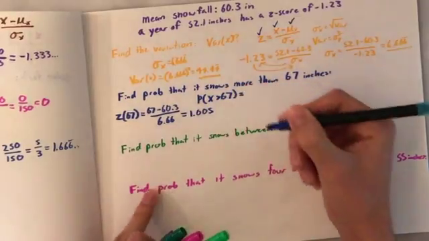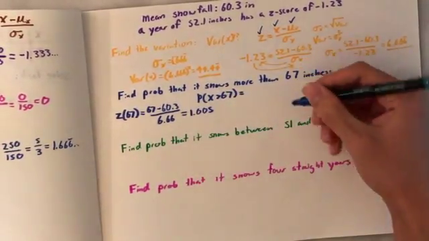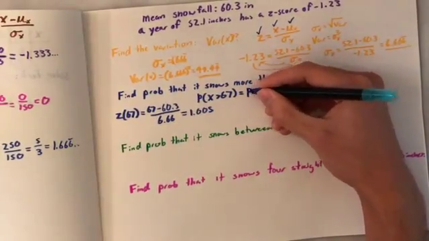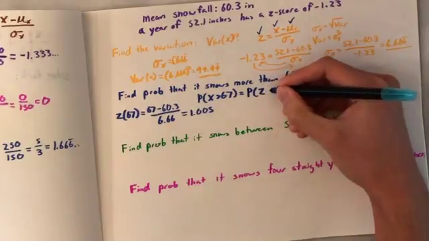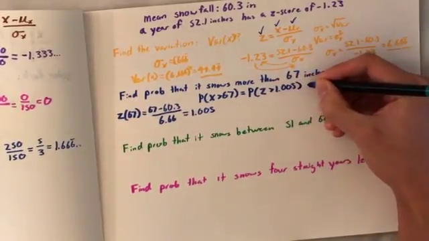1.005. 3 decimals is good. So now this is our z-score. We want to know that, so we can find the probability that x is greater than 67, which is just the same thing as finding the probability that z is greater than 1.005.